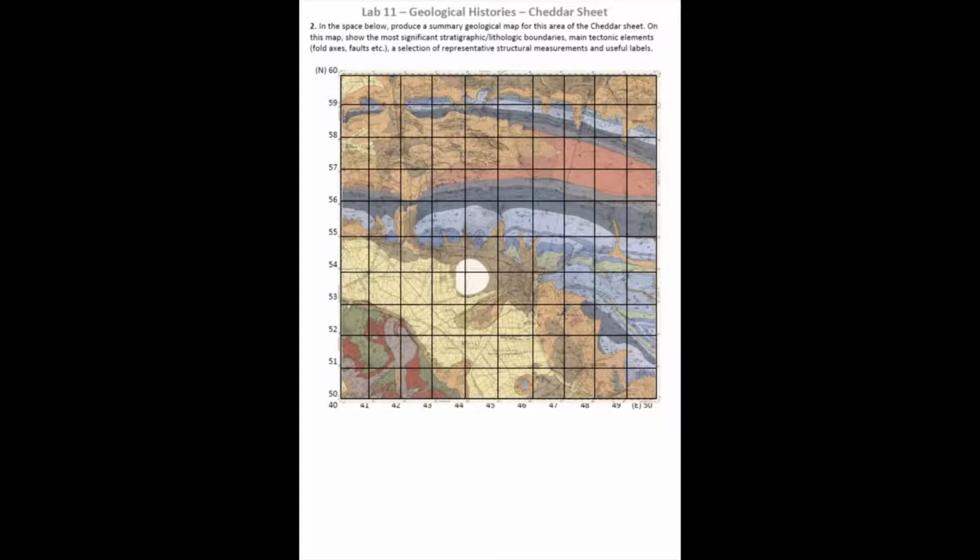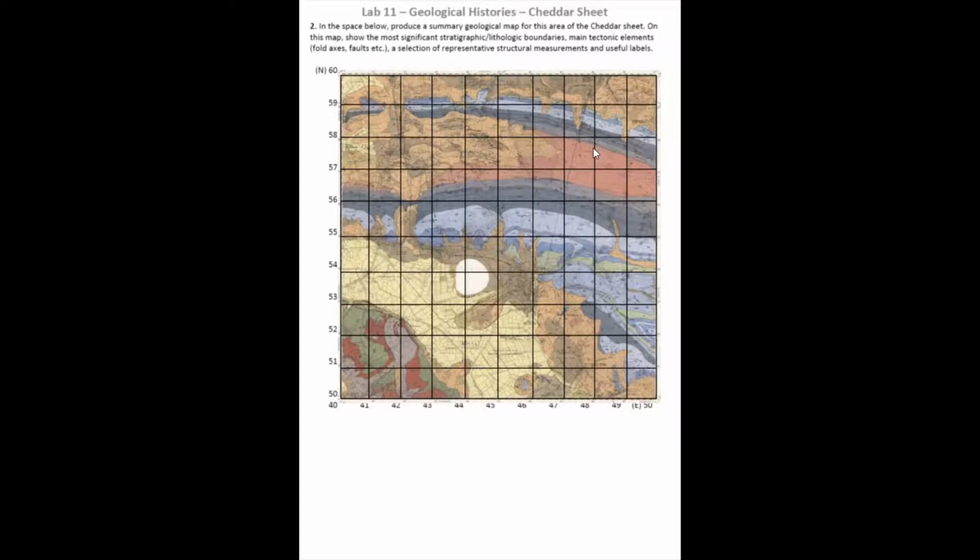Okay, so this is our Cheddar Sheet, and let's just take a moment to have a little look at what's going on in it. I think the most striking feature of this map is this repetition, this symmetry of the beds from our Devonian sandstones and our Carboniferous limestones. And that line of symmetry goes along here, which shows this repeated sequence of Devonian to Carboniferous rocks.